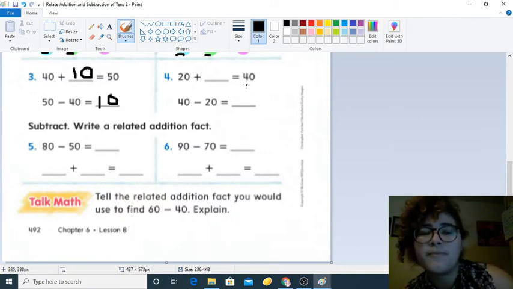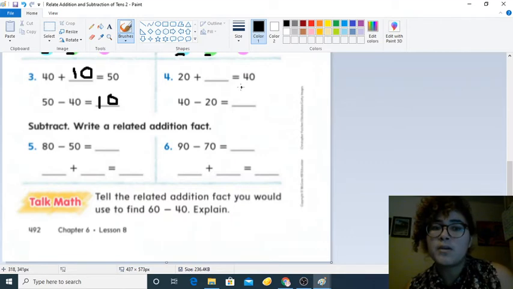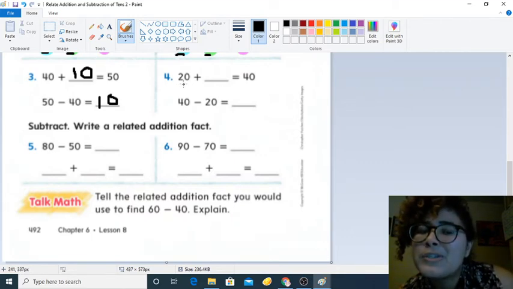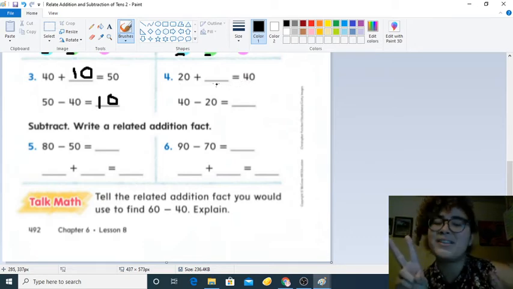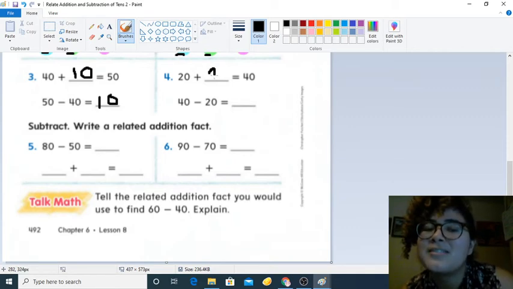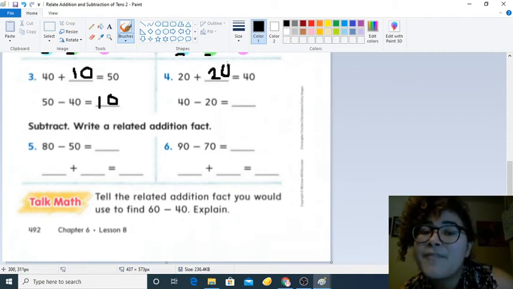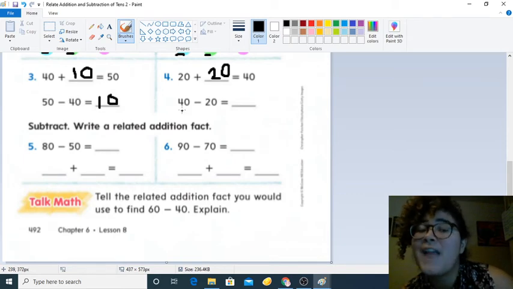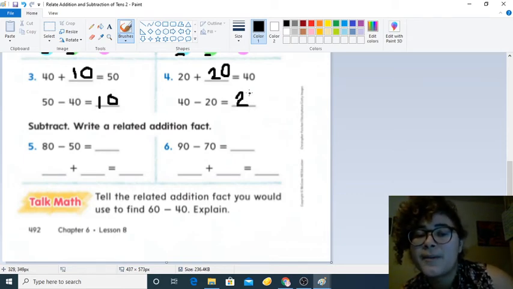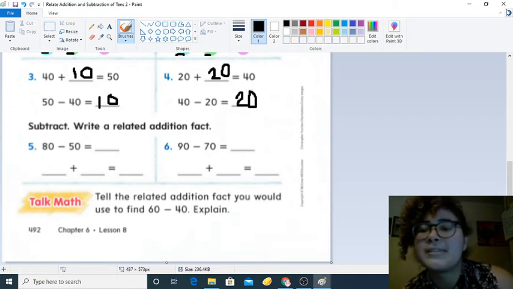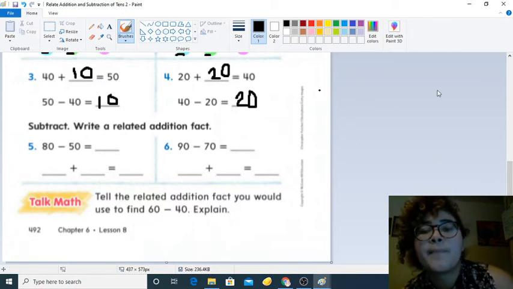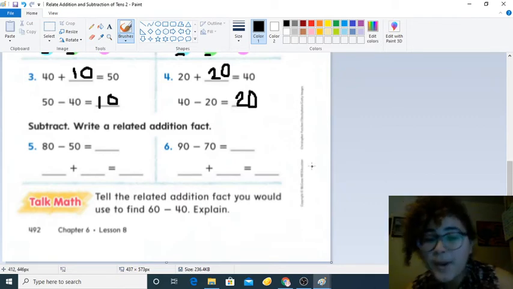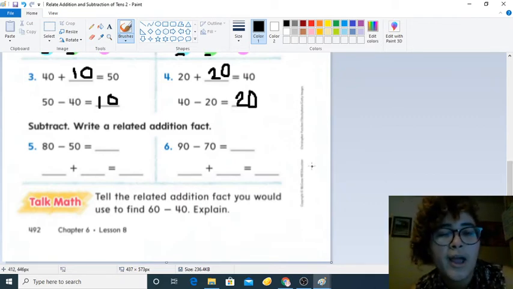20 plus something gives me 40. Now, maybe you could think, what plus 2 tens gives me 4 tens? And you could remember that 2 plus 2 equals 4, and you could get the answer, which is 20. But if you don't remember, you can just subtract, okay? 40 minus 20 is 20. Whichever way comes to you easier, okay? But if you're doing this type of exercise, you have to remember that the missing number is going to be the same.